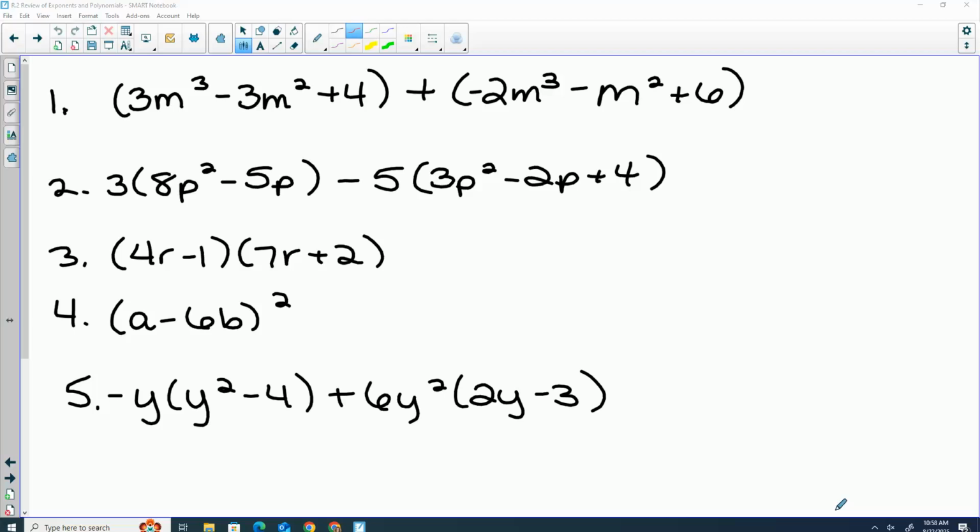So remember, like terms have the same variables, and when you add, you're only adding the coefficients. The variable doesn't change.